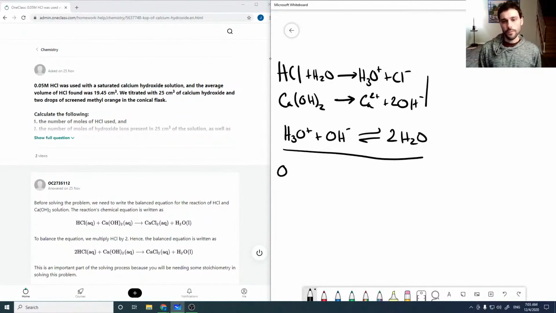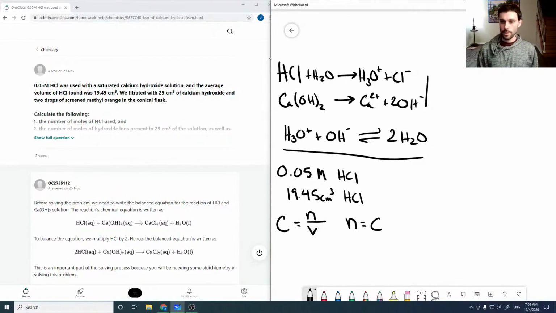So if we have a 0.05 molar HCl, and our volume of HCl is 19.45 centimeters cubed. Our concentration is our moles over our volume, and so our number of moles is our concentration times our volume, which in this case is 0.05 moles per liter times this 19.45 centimeters cubed, and a liter. I should have, I'm going to write my unit conversions down below, just because there's a few of them.